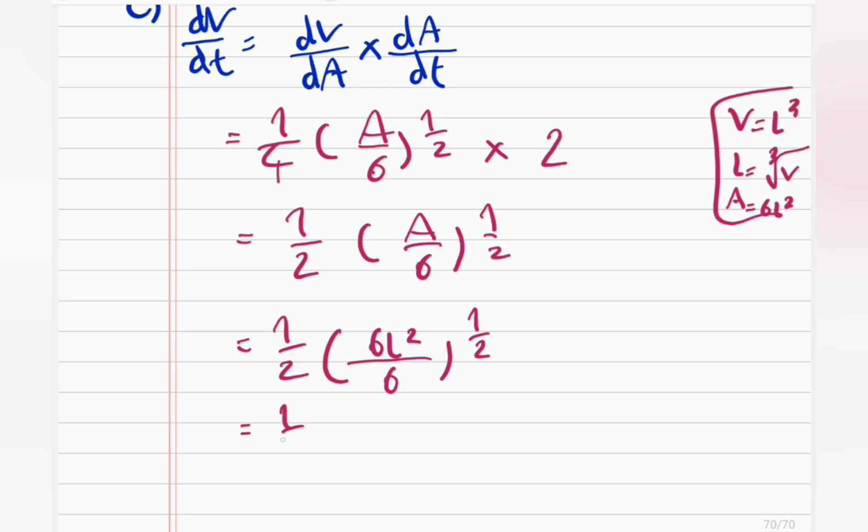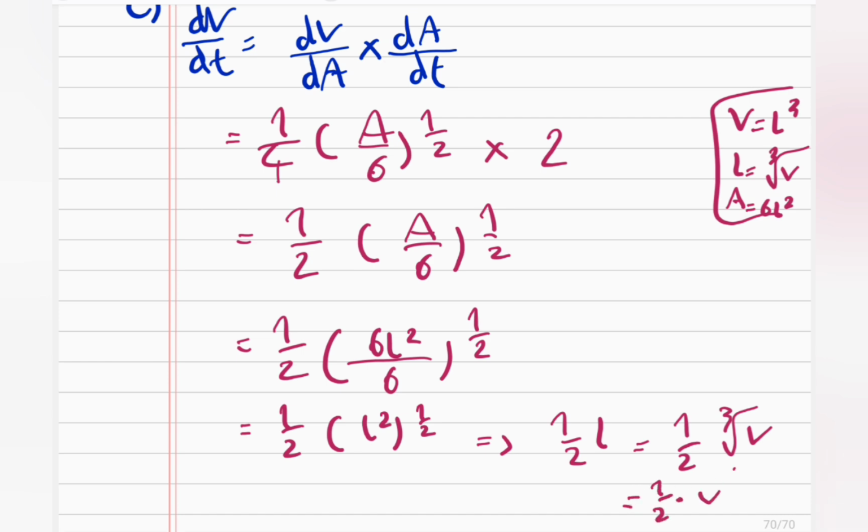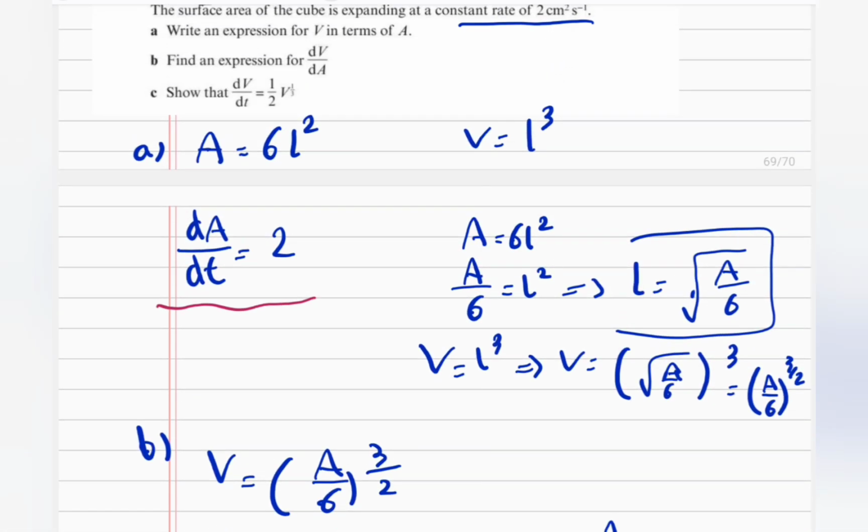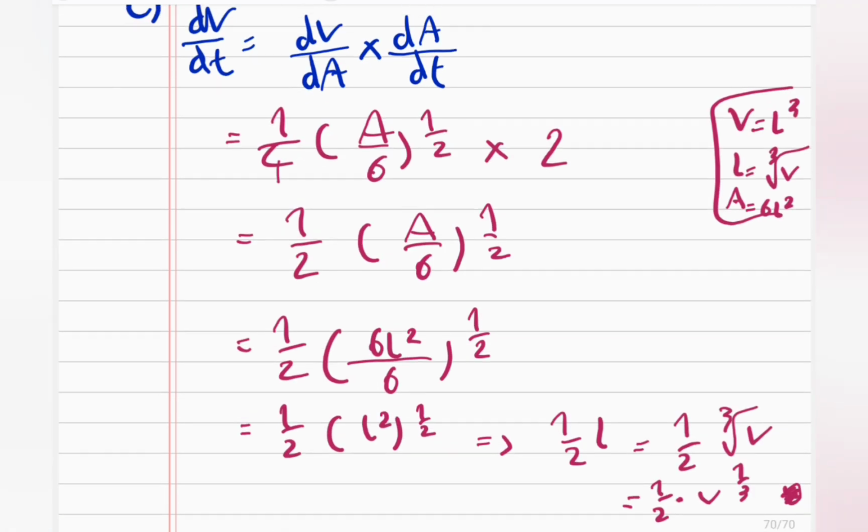Because if you simplify, we are going to get a half times L squared to the power of half, which is basically a half times L. And on the other hand, we know that L is equal to the cube root of V. So this means a half times the cube root of V. And if you want to write this in fractional powers, we can write it as a half times V to the power of a third. And this is exactly what we wanted to show at the beginning. So a half times V to the power of a third. Okay, that's it for this video. Thank you for watching.